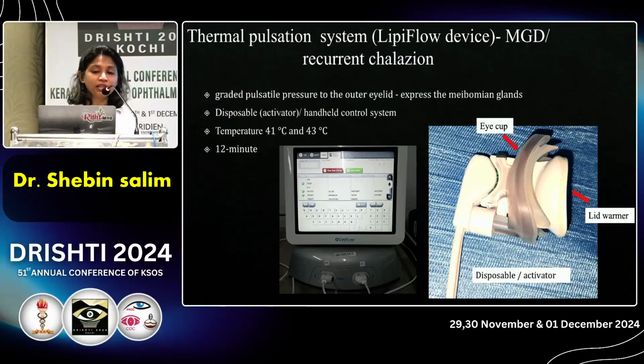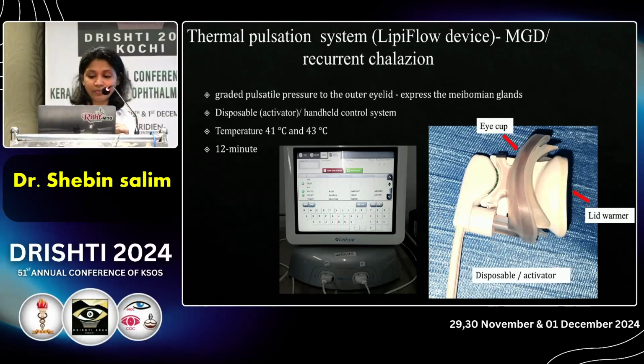This is LipiFlow. It is conventionally used for meibomian gland disease, but this can also be used in patients with recurrent chalazion and chronic MGD. So this is very easy to use, and only the cost is a problem. So we have the eye cup here. This is the lid warmer which will be kept inside the eye. So this will generate heat, which is transmitted through the conjunctiva to the meibomian glands. And this is the eye cup that will apply pulsatile pressure to the eyelids, so as to express the meibomian gland secretions.